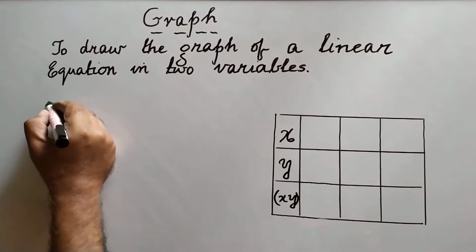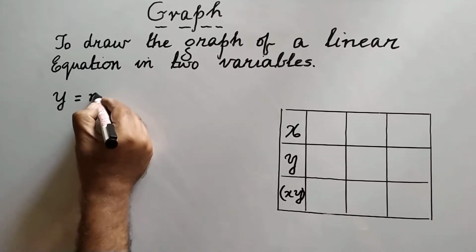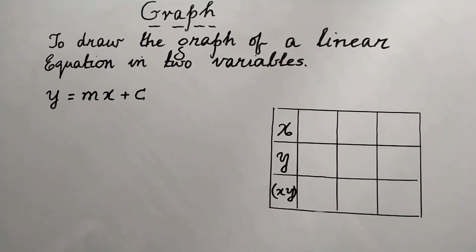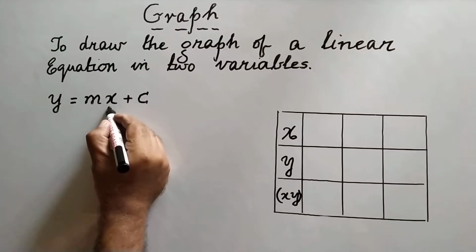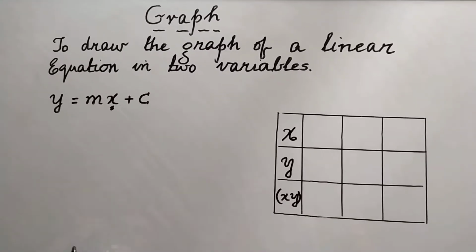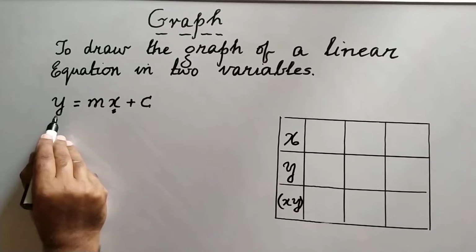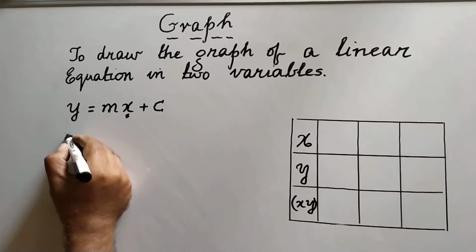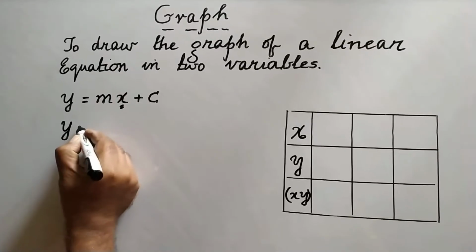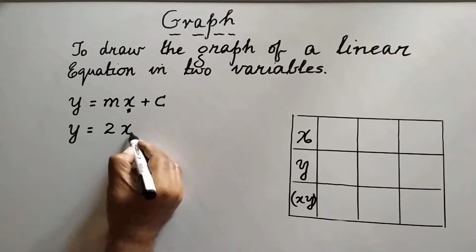The standard form of a linear equation in two variables is y is equal to mx plus c. X is called the independent variable and y is called the dependent variable. As an example, let us try to draw the graph of y is equal to 2x minus 3.